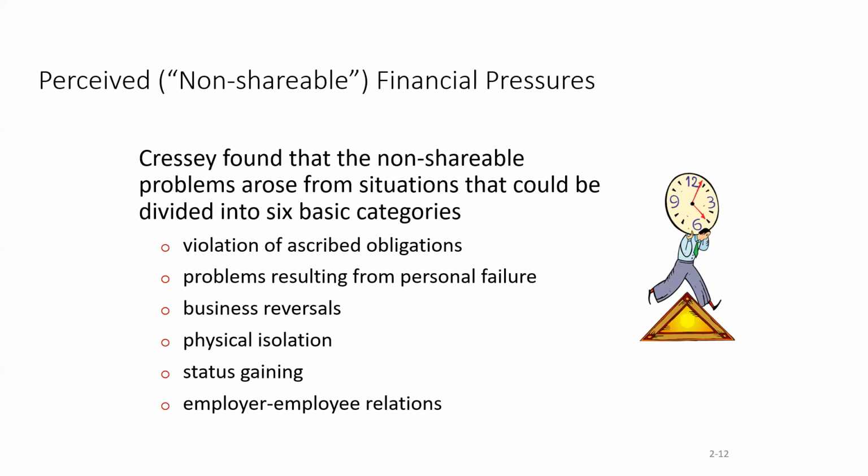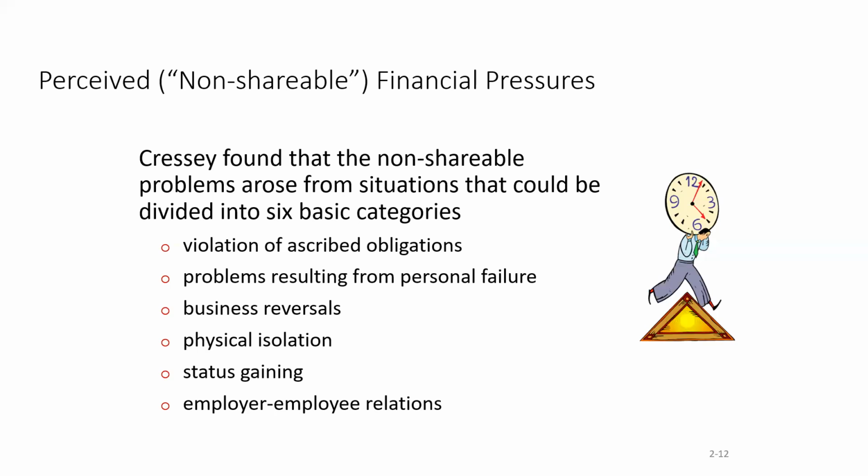Cressy would note, however, that there are some non-financial problems that could also be resolved by misappropriating funds through a violation of trust. So for example, a person who embezzles in order to get revenge on their employer, if they feel like they've been treated unfairly, could use a financial means to solve what is essentially a non-financial problem. So Cressy identified 6 basic categories of non-shareable problems.